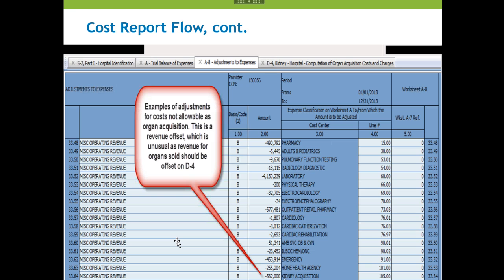But when you see this kidney acquisition cost center, and there was a miscellaneous operating revenue offset, this is something that we would have dug into more deeply to see what really is this. Is this revenue for the sale of organs, for example? If so, it should be offset on D-4, which we'll see later, rather than here on worksheet A8.